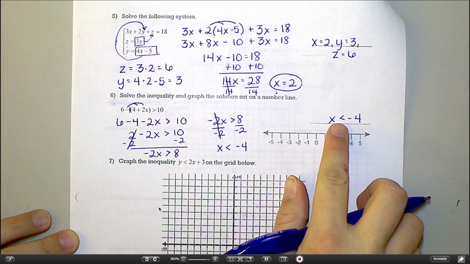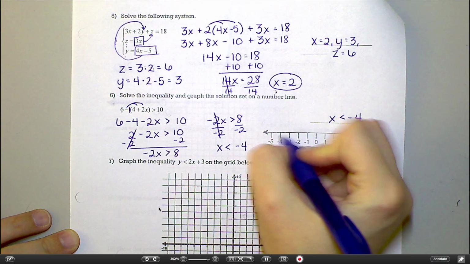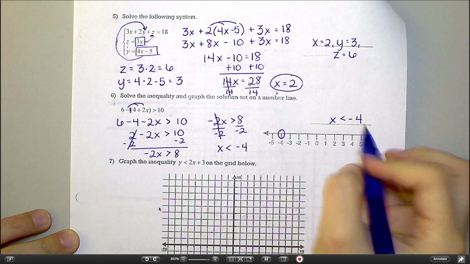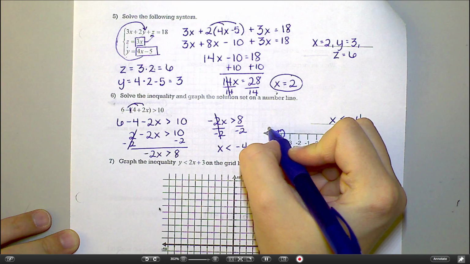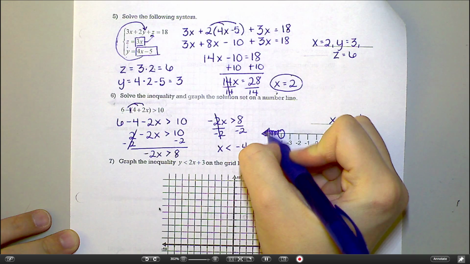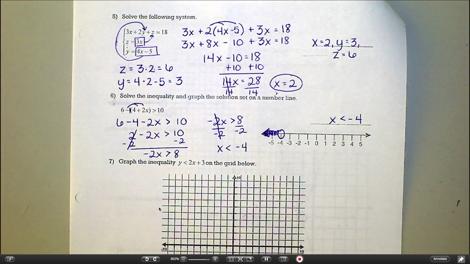There's no equal bar here, so I'm going to use an open circle on negative 4, and less than would be to the left, so I'm going to shade this way. Okay, and that's what I'm looking for number 6.